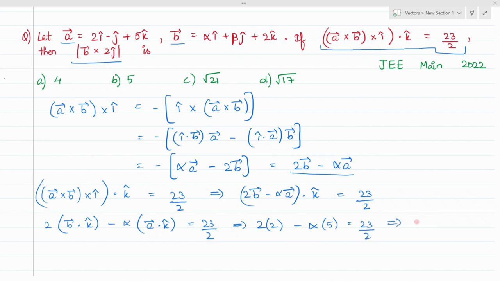From here we can find the alpha value. It becomes 4 minus 23 by 2, 5 alpha. Therefore, alpha is minus 3 by 2.